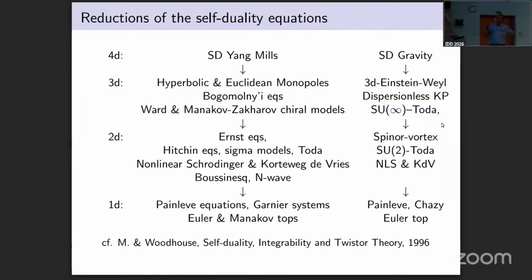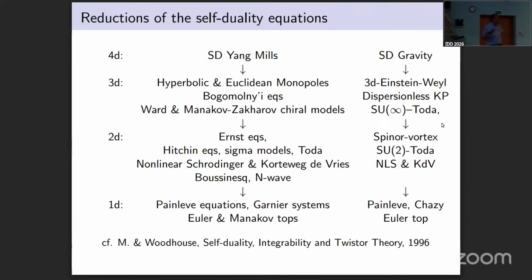And then going down to 2 dimensions, you can take the J matrix form, or you can take other ways of putting the connection into some normal form under symmetry reduction. One of the most famous reductions are the Ernst equations in 2 dimensions, which characterize stationary axisymmetric solutions to the Einstein equations. Lots of sigma models, Toda field theories, nonlinear Schrödinger, KdV, and so on and so on. And in fact, this talk is going to focus on the Hitchin equations, which I'll come to later. And going down to the Painlevé equations, Garnier systems, Euler and Manakov's tops.